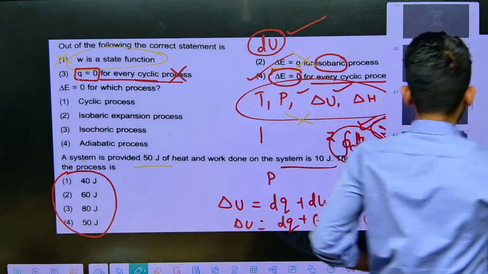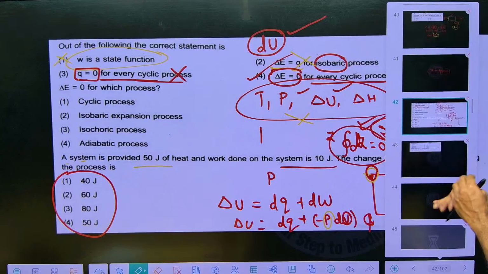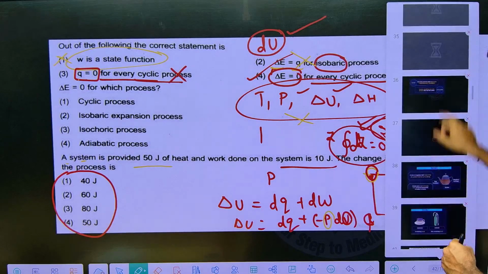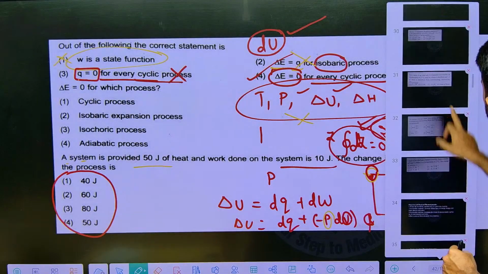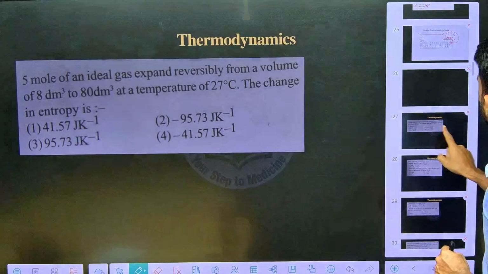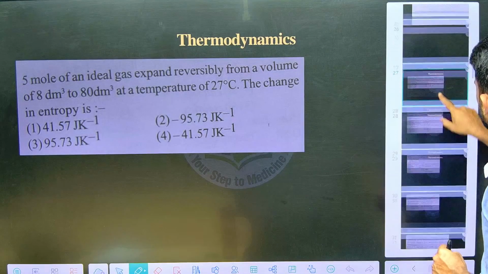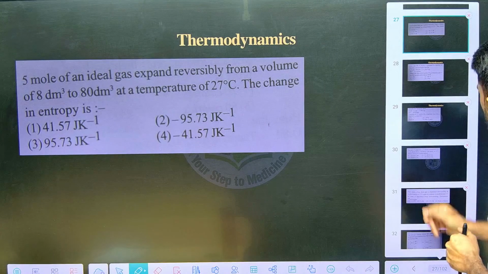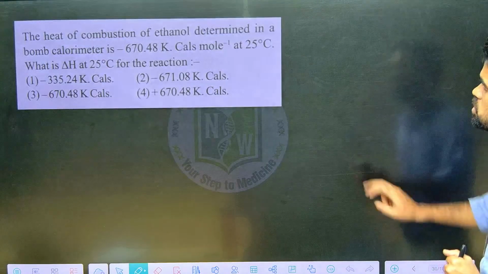Right. Let me take you to some good quality questions, a little more interesting. Let's do this from the thermochemistry point of view for some time. Or otherwise, let's solve this question first.